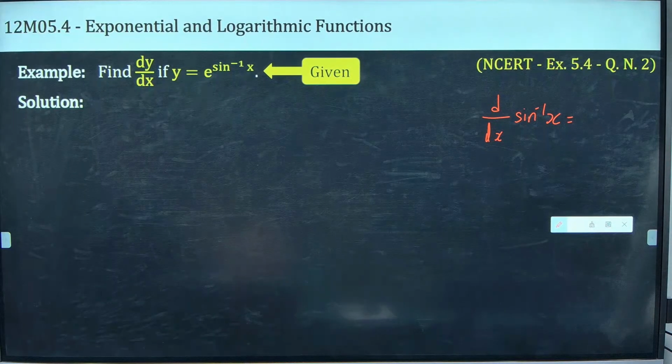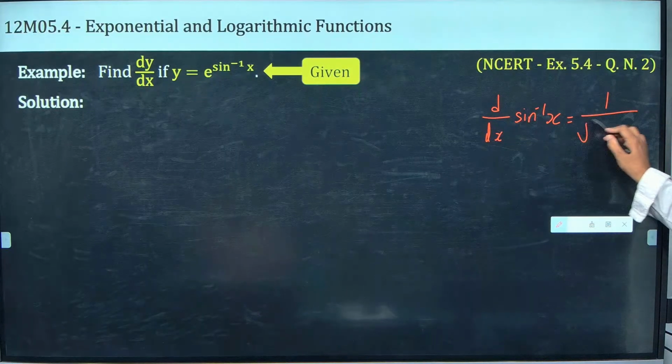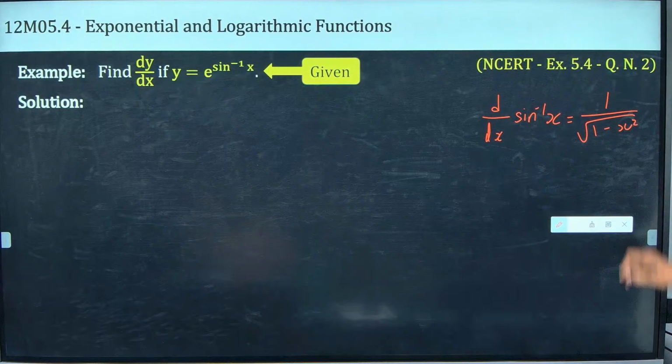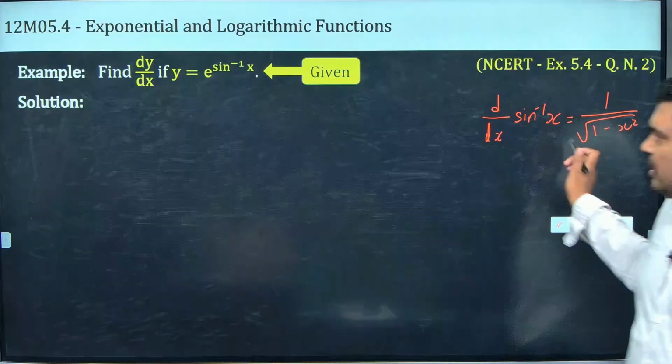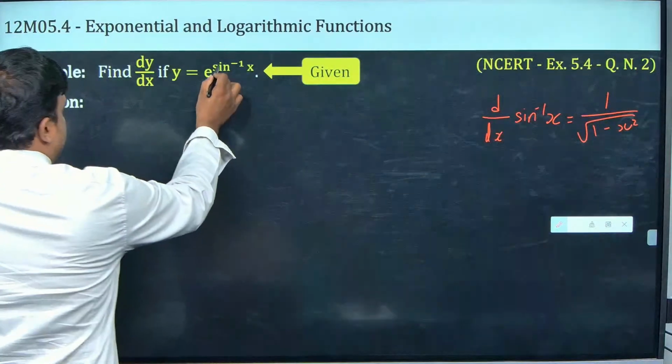I have shown the PPT. Yes, 1 by root of 1 minus x square. Guys, if you forget these things, then nothing can be done. I think I should have given around some 12 formulas that you should have mugged up by now. Okay, so now I know that I am having this as a problem.